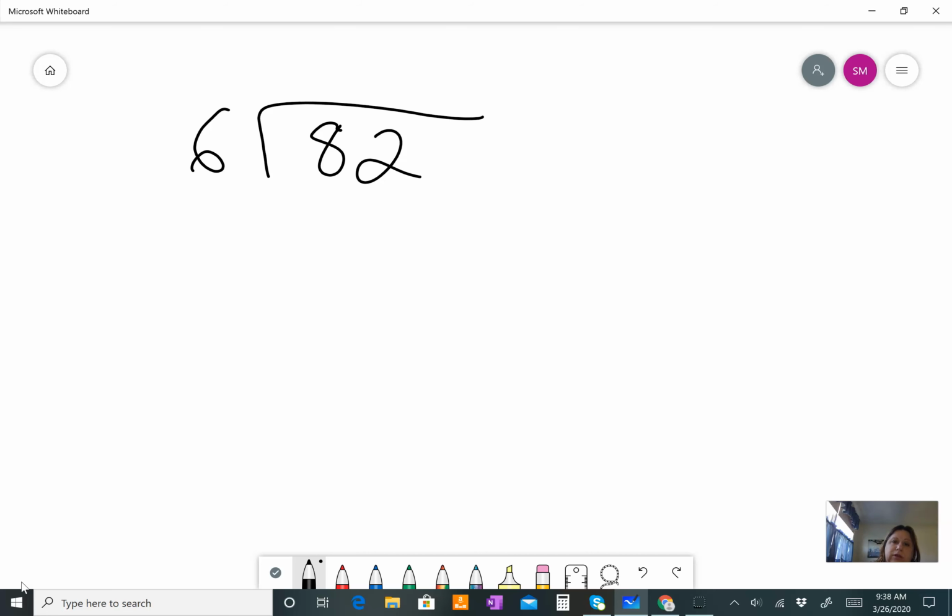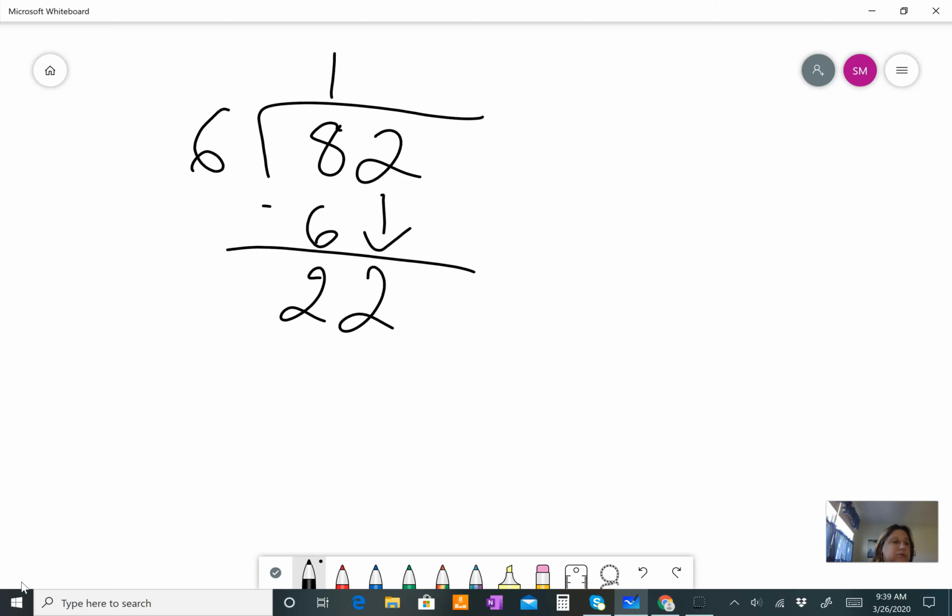It can go in, we know, only one time, because 1 times 6 is 6. Then we do our subtraction. We get left with 2. So now this is continuing, building from that little problem that we did first. Now I need to bring down my 2.